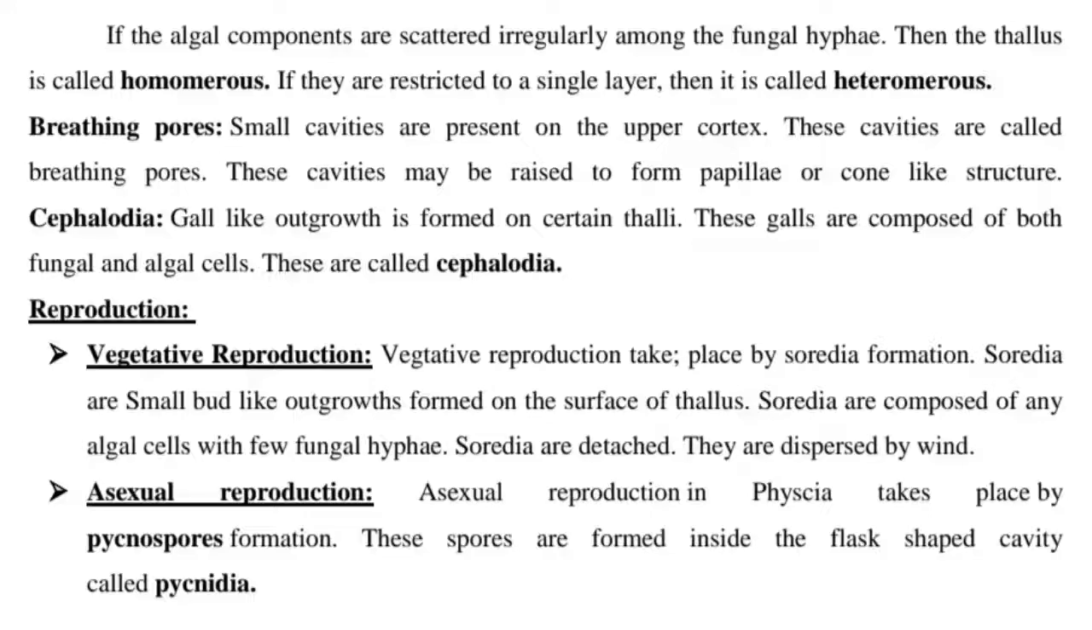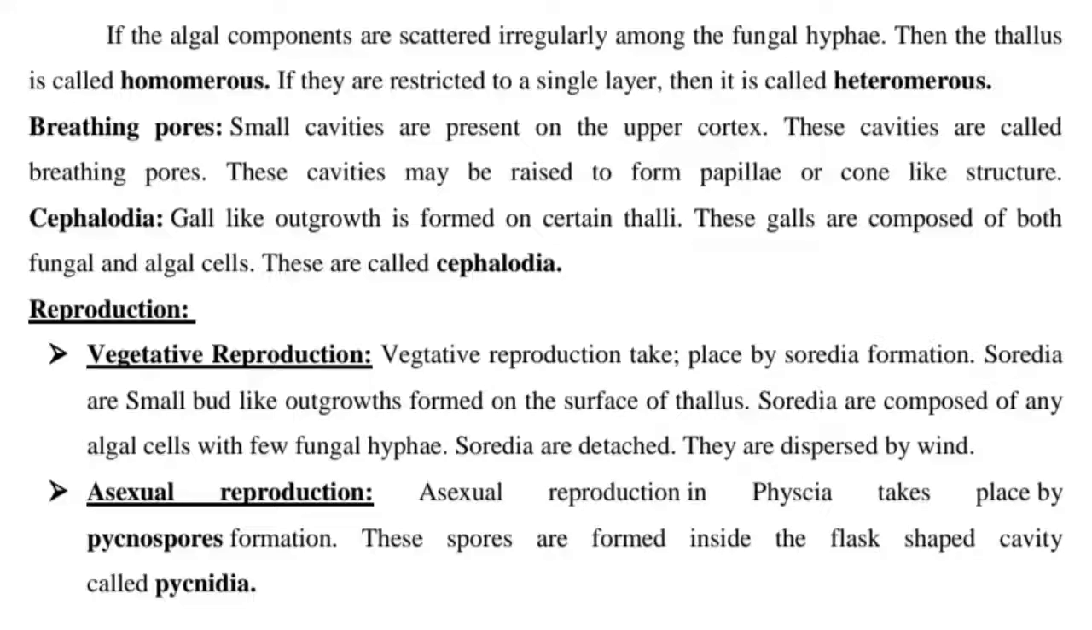Breathing pores. Small cavities are present on the upper cortex. These cavities are called breathing pores. These cavities may be raised to form papillae or cone-like structures. Cephalodia. Gall-like outgrowths are formed on certain thalli. These galls are composed of both fungal and algal cells. These are called cephalodia.